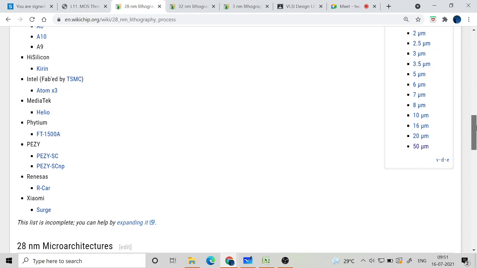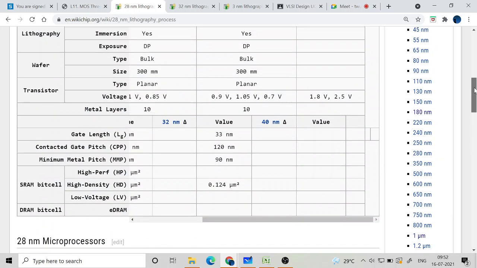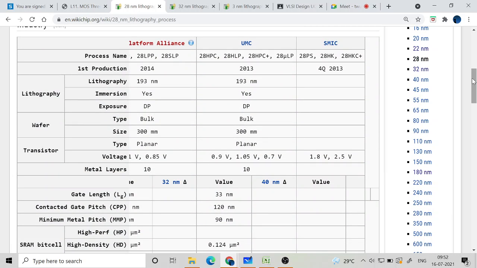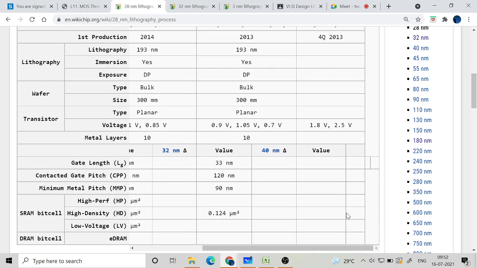But you can see that Intel is also there, but Intel did not directly fabricate it. Intel's design was fabricated using TSMC. So Intel did not have a node at 28 nanometer. You can see here, there is no mention of Intel here.